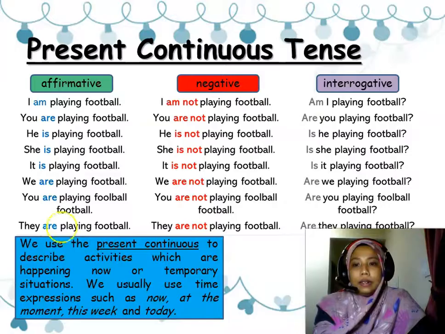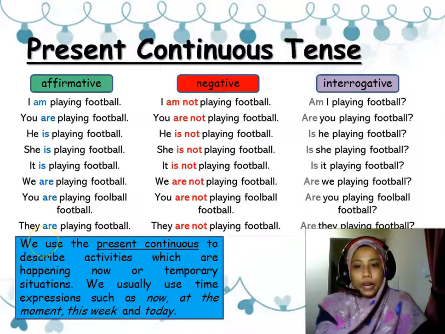Okay, let's read the explanation. We use the present continuous to describe activities which are happening now or temporary situations. We usually use time expressions such as now, at the moment, this week, and today.